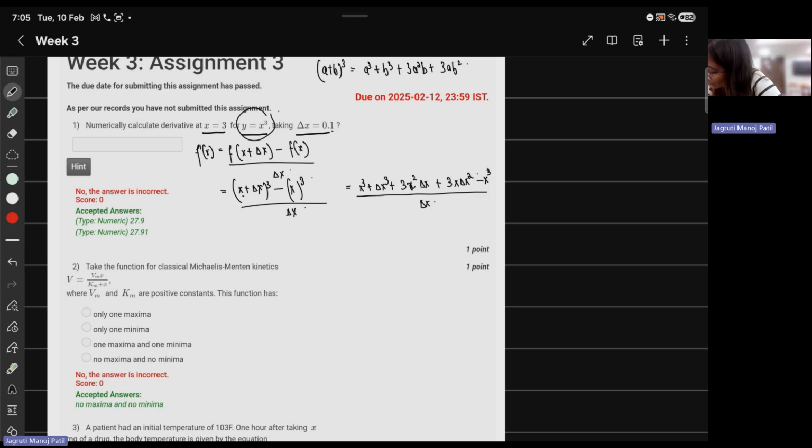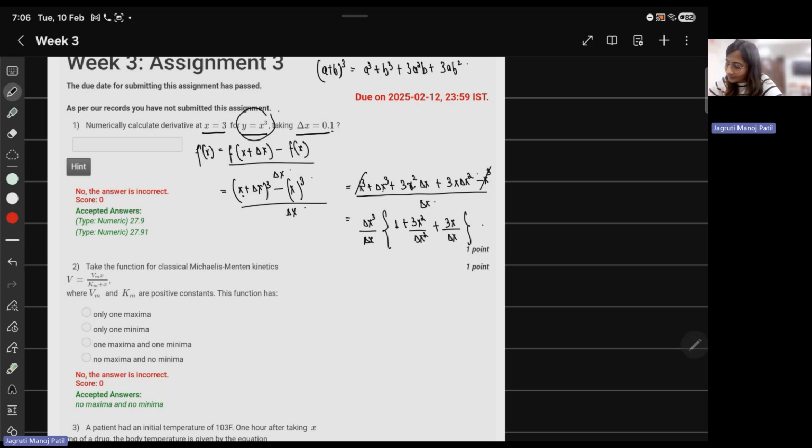And now you see that this x cube is cancelled, and then you have this delta x cube. So let's just take this delta x cube and delta x common. This delta x is eventually common for everything. So you do this as 1 plus 3x square by delta x square, and then you have this as 3x divided by delta x, right? Tell me in comments if this is clear or not.